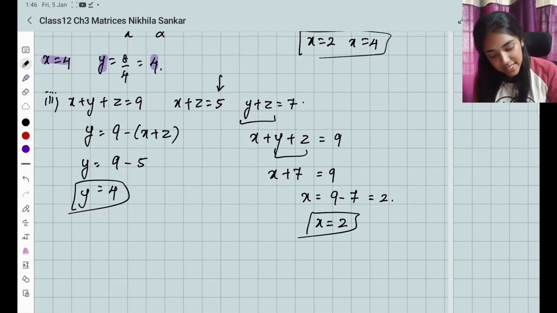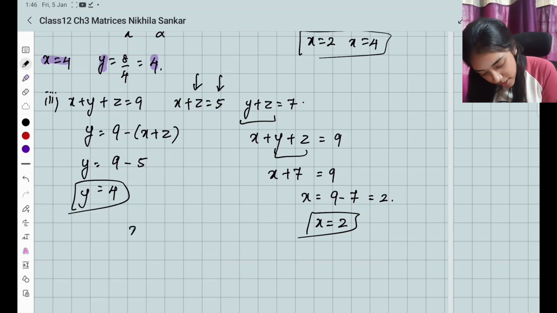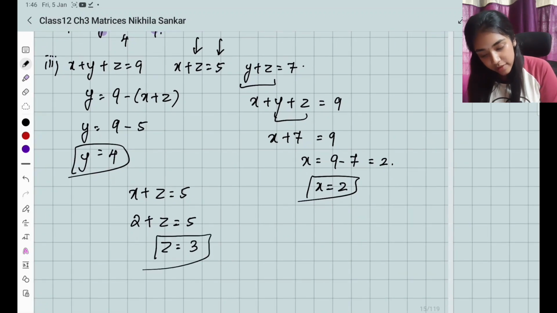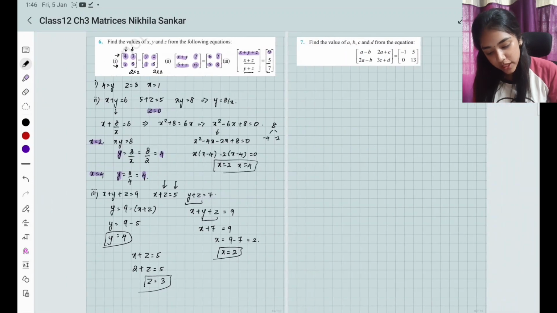Now what is pending? z is pending. So substitute the value of x here. So I have x plus z equals 5. 2 plus z equals 5. z equals 3. Look carefully at z and 2. Don't confuse z and 2. So we have found the values of x, y and z. x is equal to 2, y is 4 and z is 3. Okay, please copy.